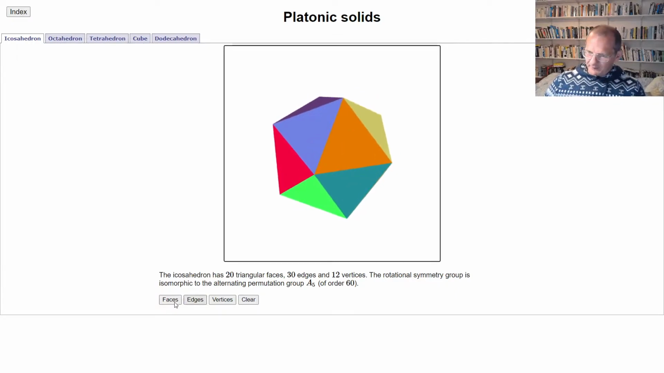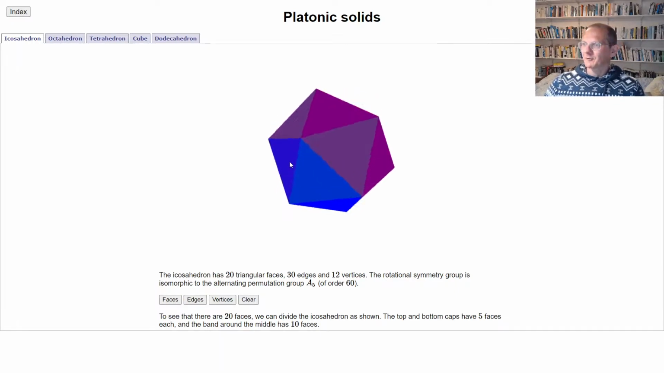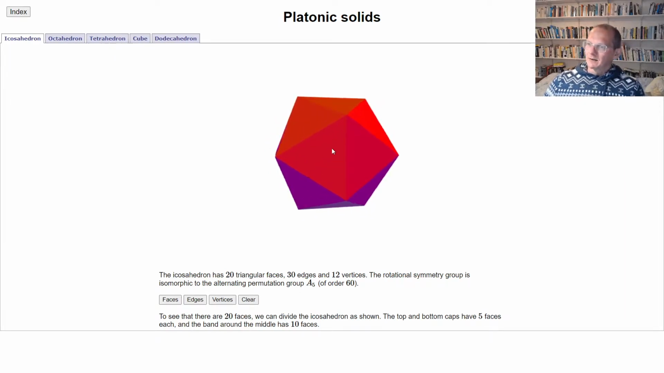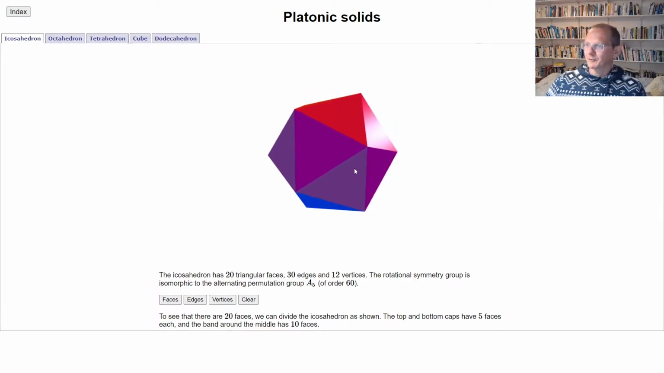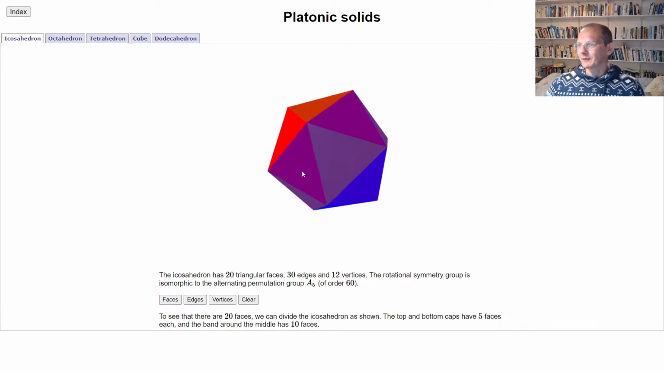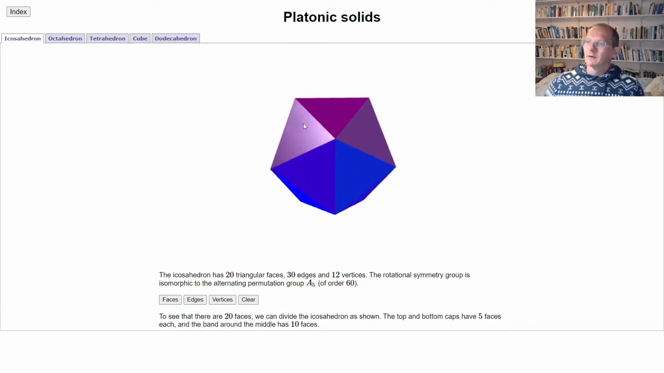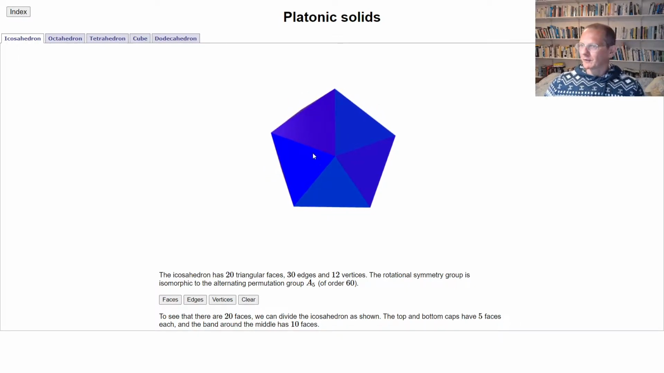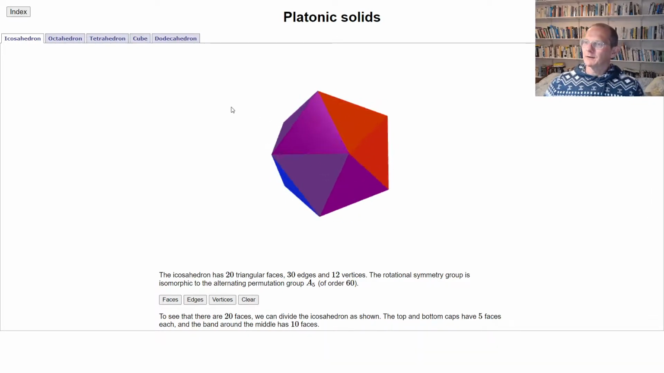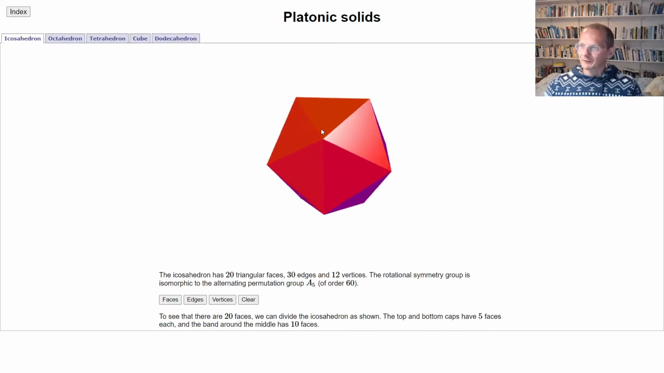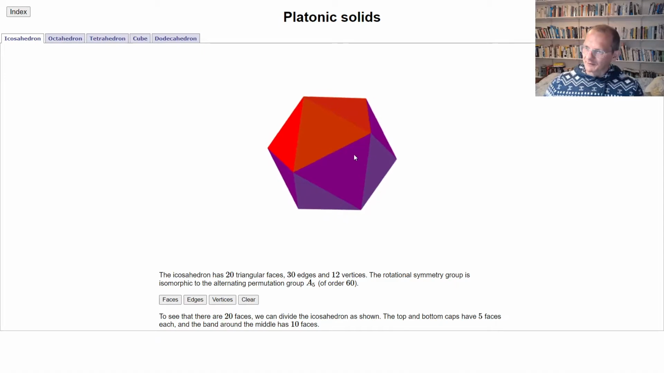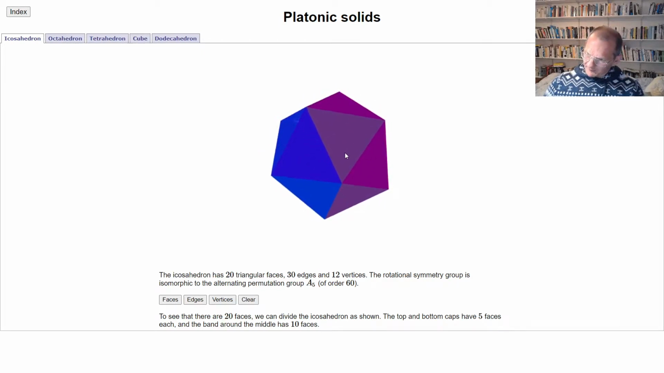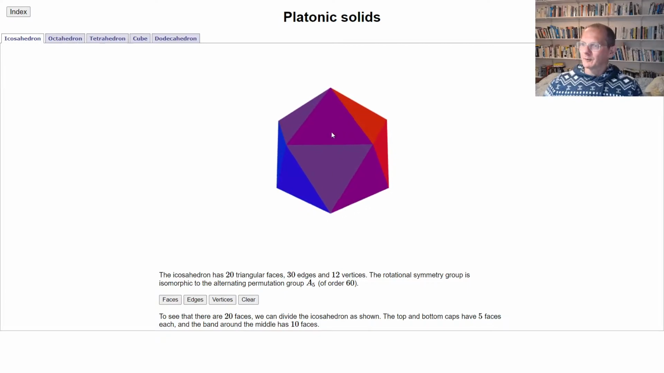If you want to count the faces, it's easiest if we just change the colours a bit. Okay, so here you can see we've divided the icosahedron into a blue cap on one end and a red cap on the top, and then a band around between the two caps. The blue cap has 5 triangles, and the red one also has 5 triangles, so that's 10 altogether. Then the band around the middle has 10 more triangles with alternating colours. So that makes 20 altogether, 20 triangular faces.